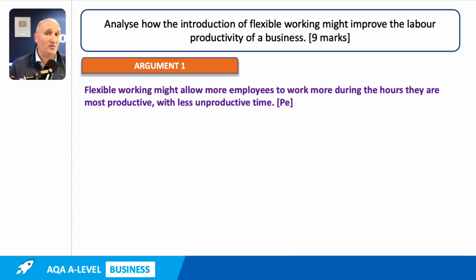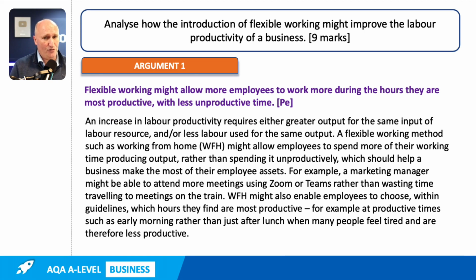So our point here is that flexible working might allow more employees to work more during the hours when they are most productive with less unproductive time. So I'm going to try to use that point to explain that link between flexible working and improved labour productivity. So let's read through. An increase in labour productivity requires either greater output for the same input of labour resource and or less labour used for the same output. So I don't need to define labour productivity. Simply by explaining there what it is, I get the knowledge and understanding marks. But now I need to explain how and why flexible working might improve labour productivity.